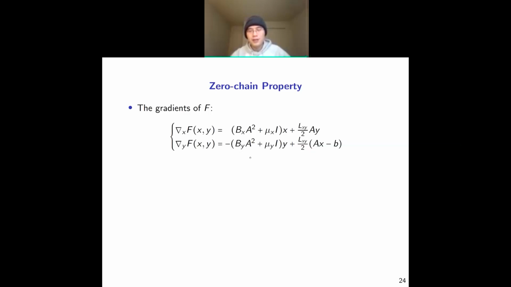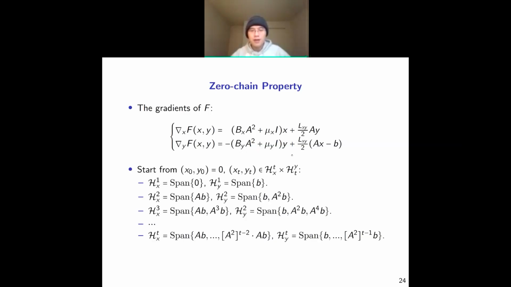So with some more details about the first point, the zero chain property: for this simple quadratic function, we can explicitly compute the gradient, which is just of this form. And with this simple form, through the iterative definition of these subspaces, we can find that the subspace for x is actually a Krylov subspace generated by A squared and A times b.